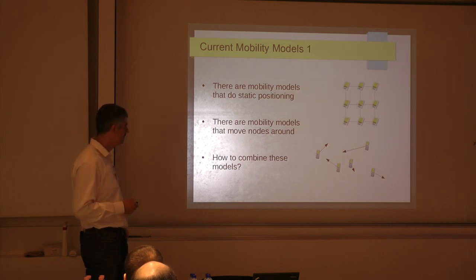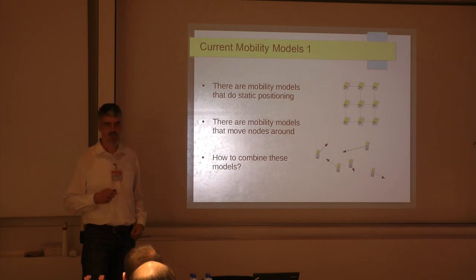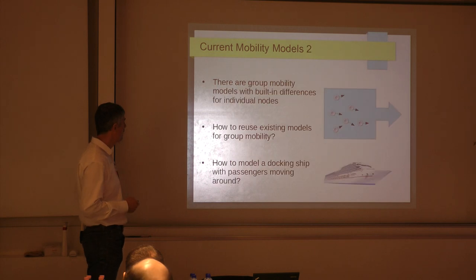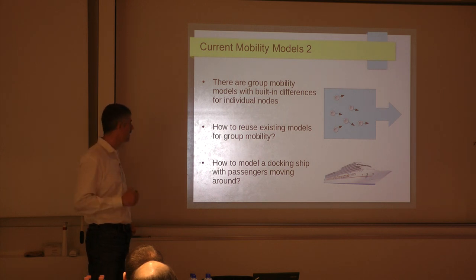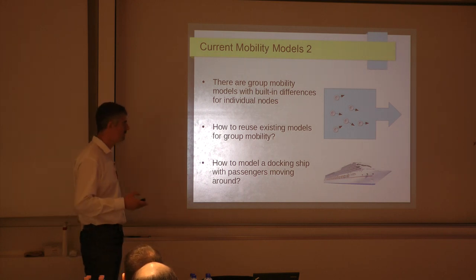So I think it would be nice to separate initial positioning from positioning over time, because those are two different things. There are also group mobility models, though the plural is not quite right because we have only one. But one can ask how to reuse existing models for group mobility. It's nice that we have one group mobility, but why can't we just reuse the simple mobility models?